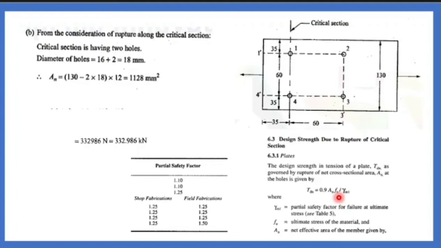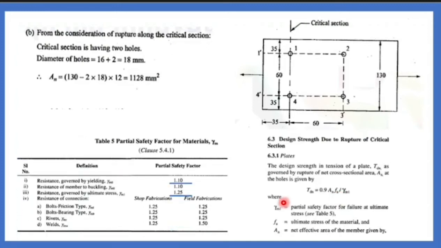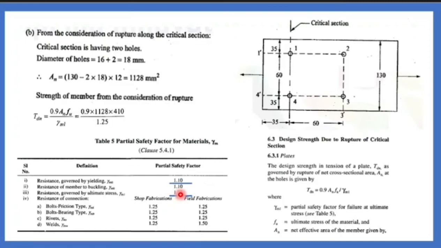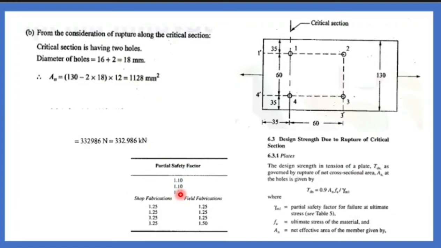And what is gamma M1? That is the partial factor for failure at ultimate stress, 1.25. Yes, you can see that. Resistance governed by yielding, gamma M0, which is 1.1, table 5, and resistance governed by ultimate stress. So here you are taking ultimate stress. When considering ultimate stress, you should take gamma M1, and it is 1.25. Hence, if you substitute this 1.25, what is your answer? 332.986 kilonewton.